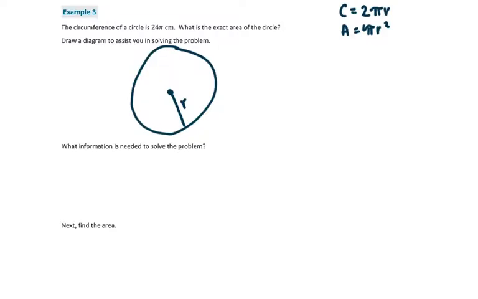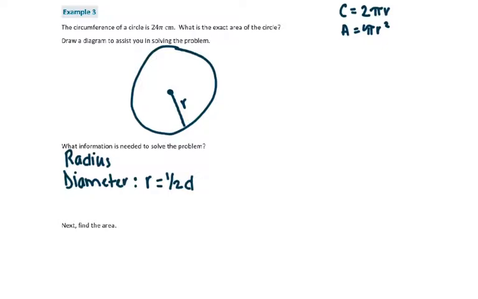It asks us what information we need to solve this problem. So we need one of 2 things. We need either the radius, that would be really nice, or we need the diameter, because we can use the diameter to find the radius, because radius equals 1/2 of the diameter. So we will take either radius or the diameter. It doesn't really matter to us.